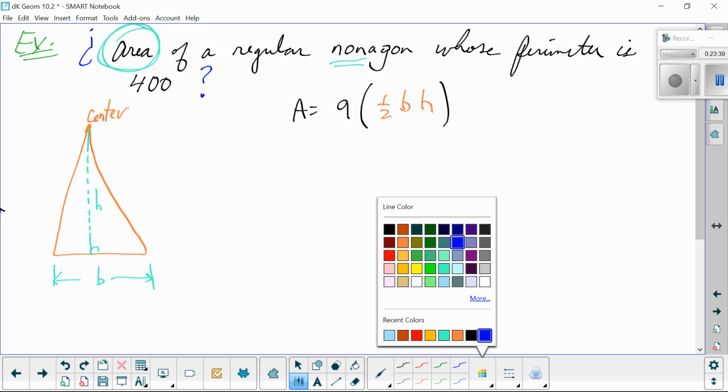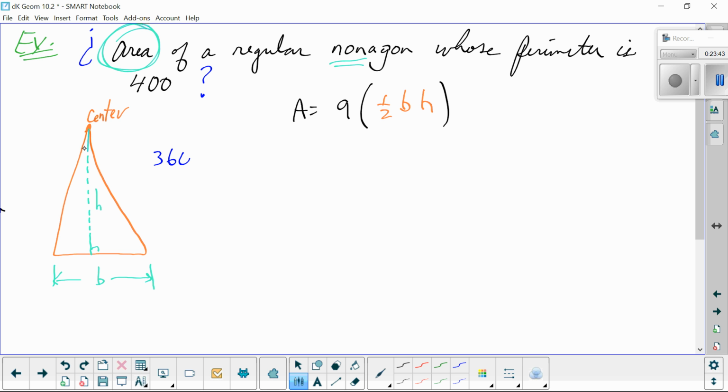Okay, we need angle measures. So 360 degrees goes all the way around the center. When we divide that by 9 of these triangles, we get 40 degrees for each triangle's central angle. We divide that by 2. Each of these angles is 20 degrees, which makes these angles 70 degrees.